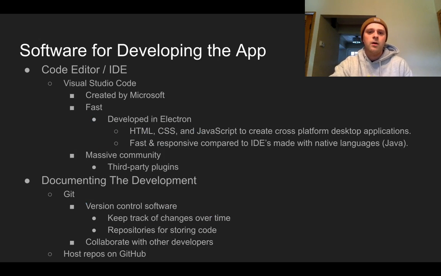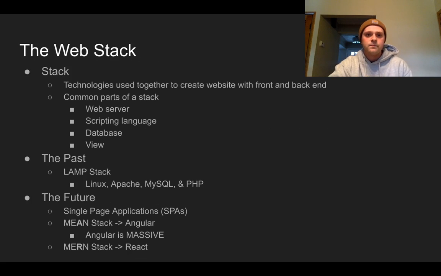Now, moving on to a code editor, I would say use Visual Studio Code. It's created by Microsoft, it's very fast, and it has a massive community, so there are plenty of third-party plugins available. And if you need to document your development, I'd say use version control software like Git. What Git does is keep track of your changes over time and store your code in repositories. Then you can collaborate with other developers using Git to merge code with each other.